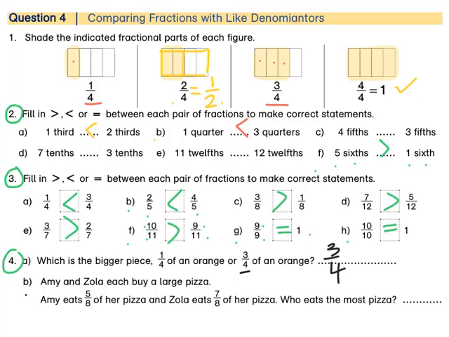For B, Amy and Zola each buy a large pizza. Amy eats 5/8 of her pizza. In other words, she eats 5 of the equal slices. And Zola eats 7/8 of her pizza. She eats 7 slices. Who eats the most pizza? It is Zola, because she has eaten 7 of the 8, but Amy has only eaten 5.